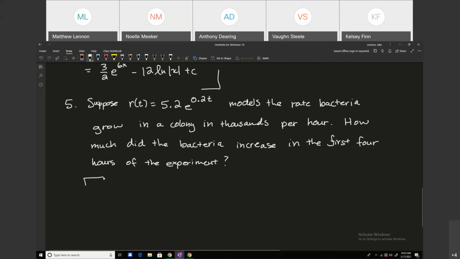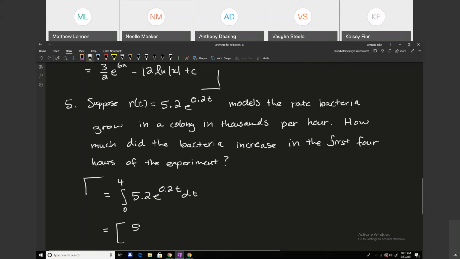So this integral would just be the first 4 hours. So we're going from 0 to 4, and then we just use the rate of change function that they've given us. So 5.2 e to the 0.2t dt.